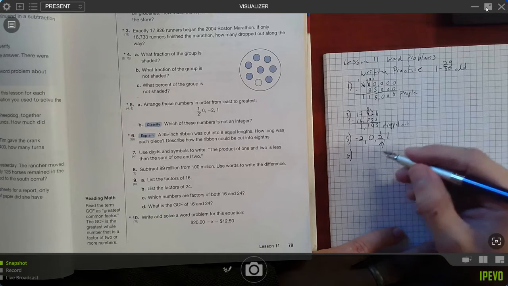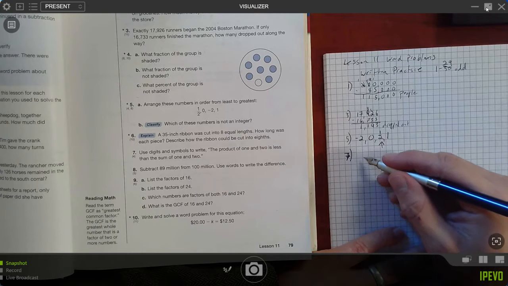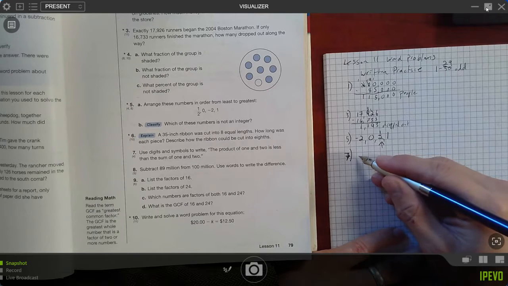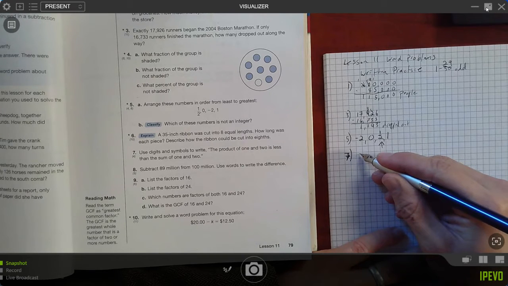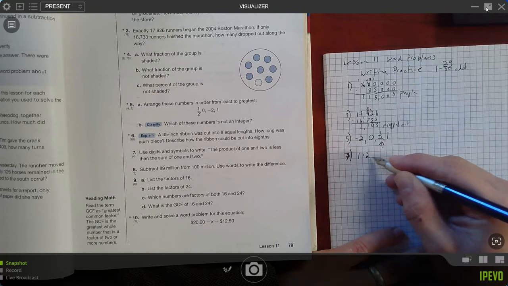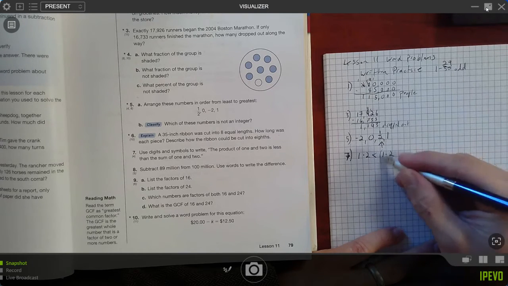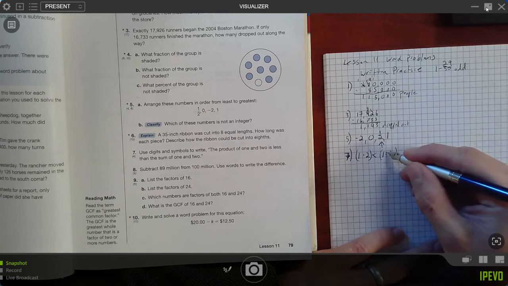7. Use digits and symbols to write the product of 1 and 2 is less than the sum of 1 and 2. So the product of 1 times 2 is less than the sum of 1 plus 2. Okay, you can put parentheses around those. Sorry, 1 plus 2.